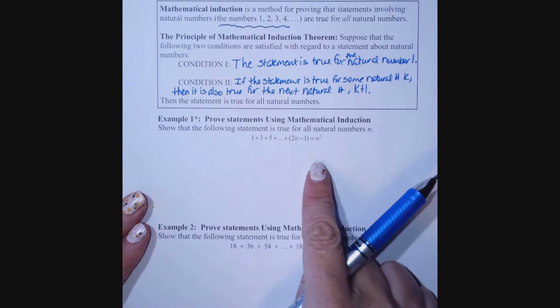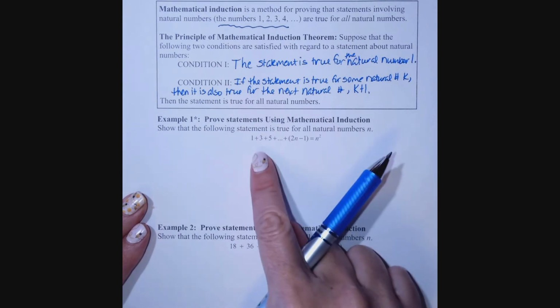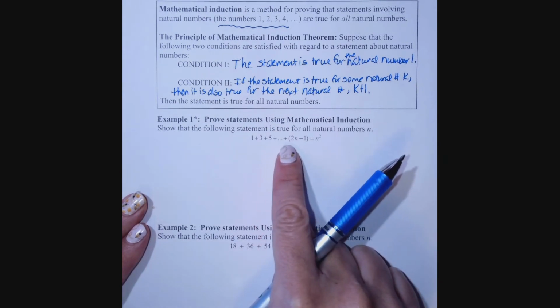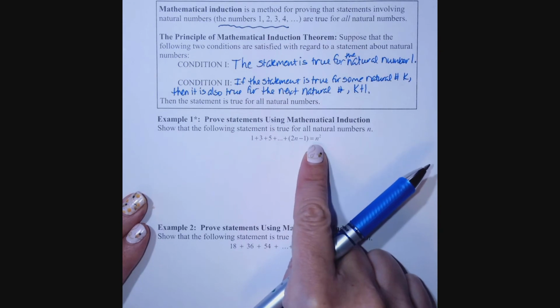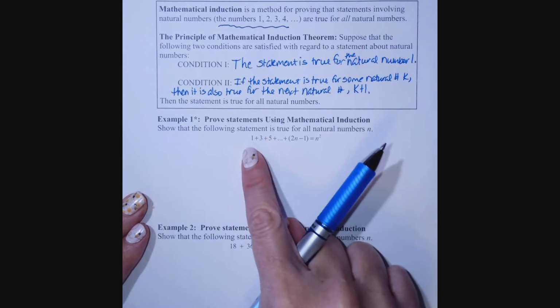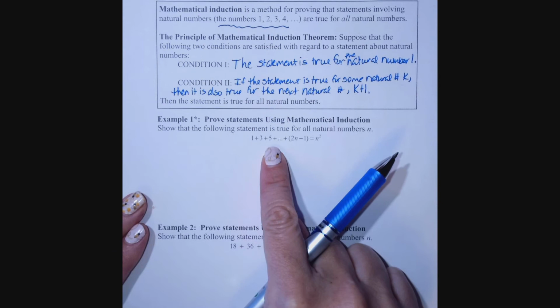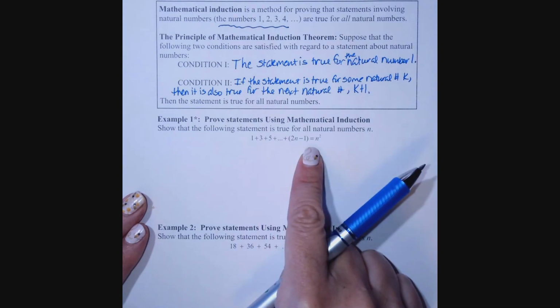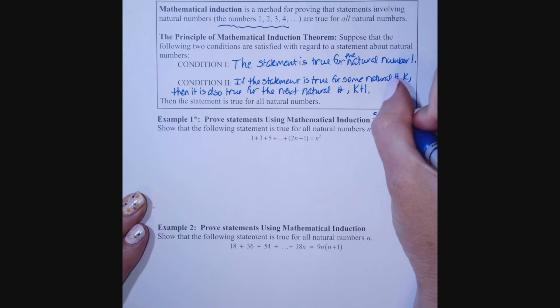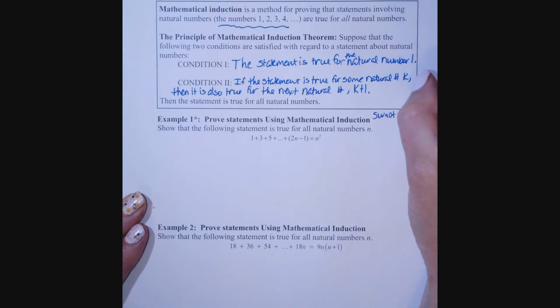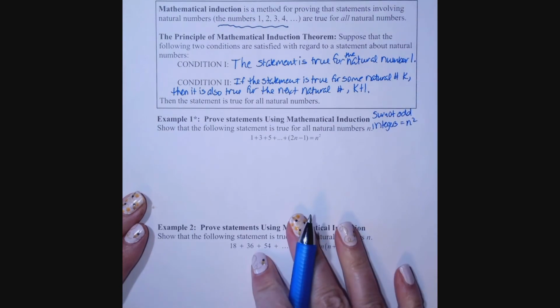Okay, so we're going to show that this statement is true for all natural numbers n. And the statement we are given is 1 plus 3 plus 5, and then we are going all the way to 2n minus 1, and that sum is going to be equal to n squared. So what is it that we're doing here? Well, 1, 3, and 5, those are odd integers. So what we're after is showing that the sum of the odd integers is going to be equal to n squared.